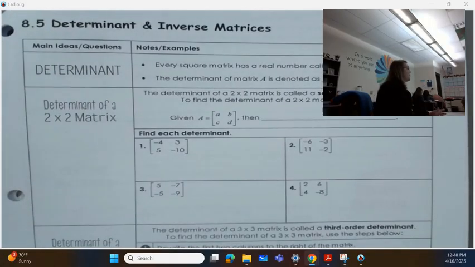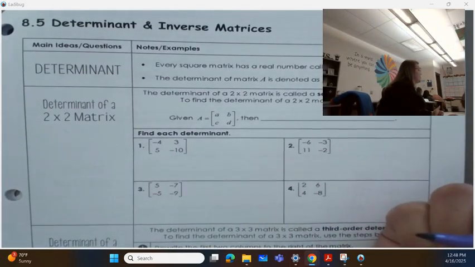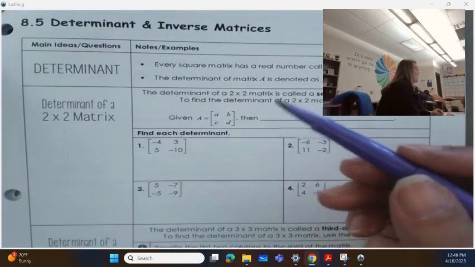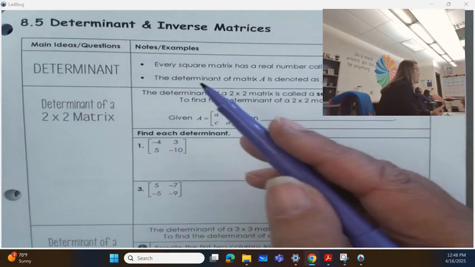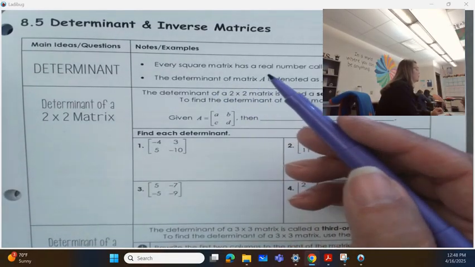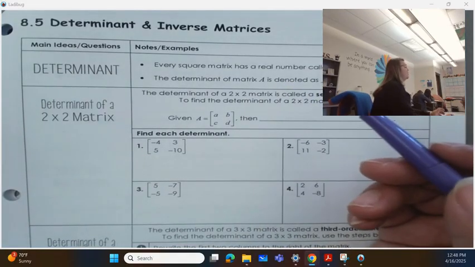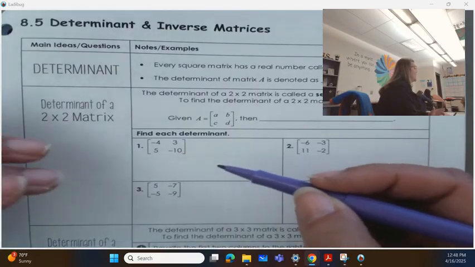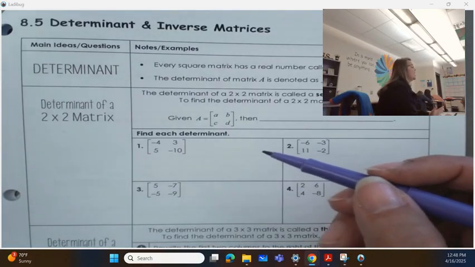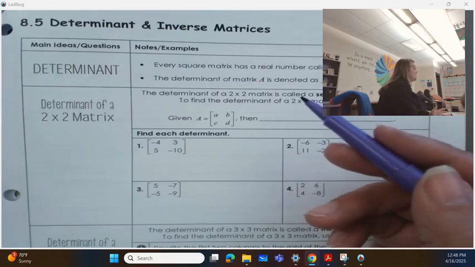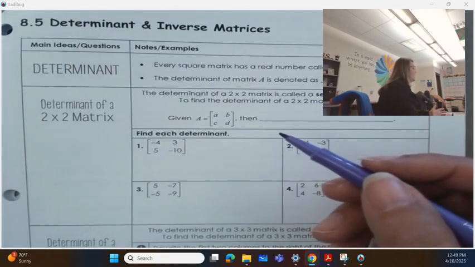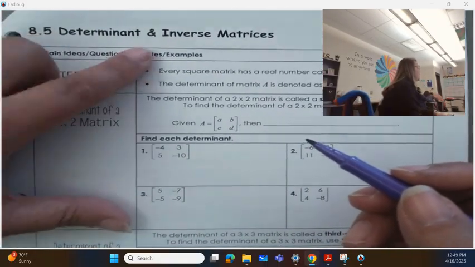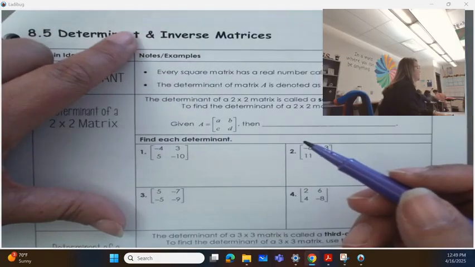Okay, so again, 8.5, determinant and inverse matrices. So every matrix has what we call a determinant. Let me rephrase that. Every square matrix has a real number associated with it called the determinant. And the determinant almost always shows up on the ACT. On almost every ACT that's ever been out there, it's asked you to find the determinant of a matrix. So this is useful information today regarding the ACT. But it's also useful for finding an inverse matrix, because to find the inverse, you have to find the determinant.